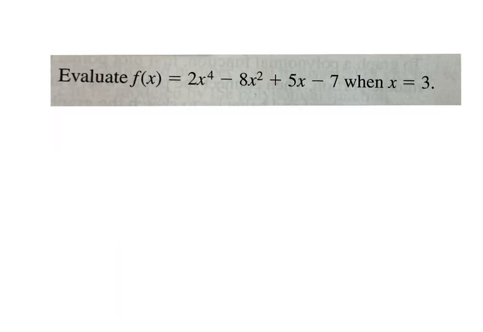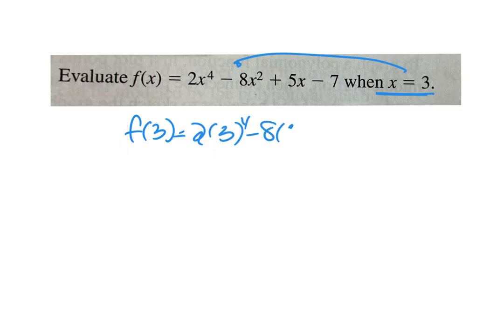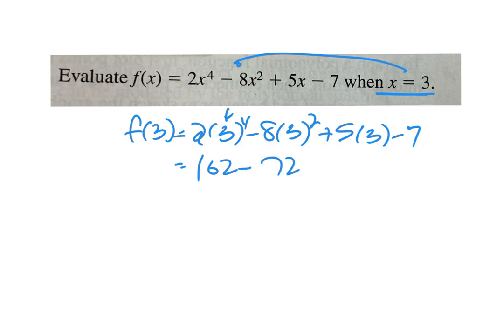All right, evaluate this where x is 3. All that means is I'm going to plug 3 in everywhere I see an x. So I'm going to say f of 3. That's how you write that. 2 times 3 to the 4th minus 8 times 3 squared, 5 times 3. This is all we're doing, plugging it in. 3 to the 4th is 81, times 2 is 162. I don't have my calculator, so 9 times 8 is 72, plus 15 minus 7. Let's see, that's going to be 90 plus 15, 105. I'm pretty sure it's going to be 98. So f of 3 is 98. Just plug it in, work it out.